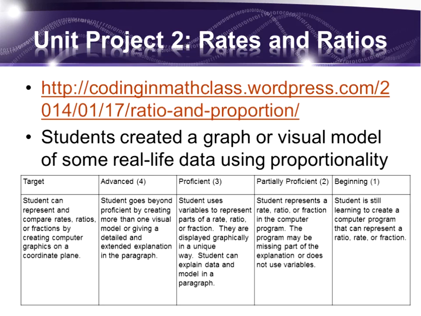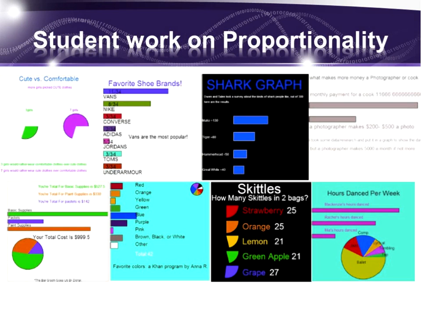And then I wrote the rubric, and the rubric, again, really judges the kids on creating a visual model of their rates, ratios, or fractions, displaying it in a unique way creatively, and then explaining their data and how they made their model. And so then I'll show you some of the projects that they made with ratio and proportion. And they were amazing.